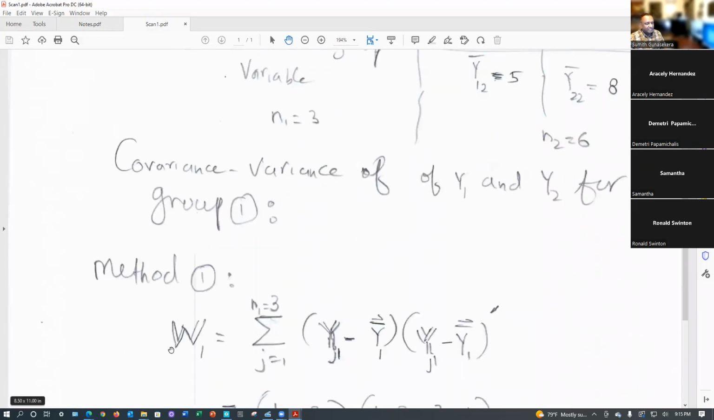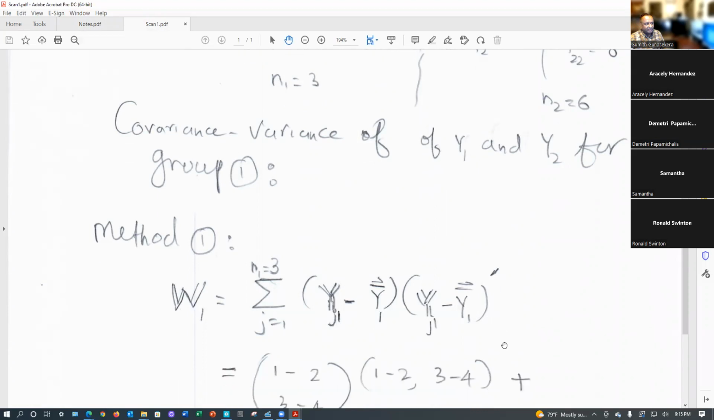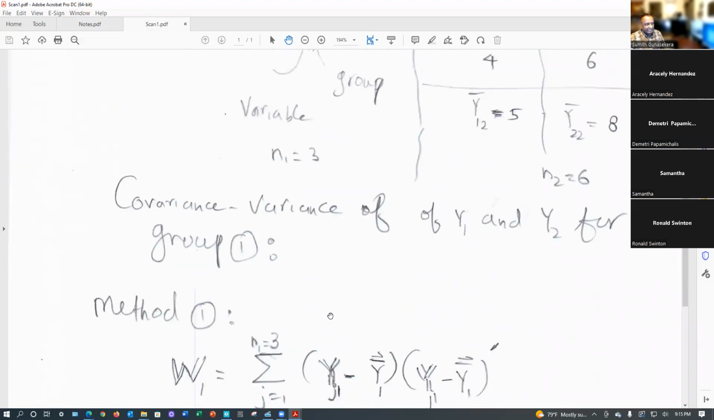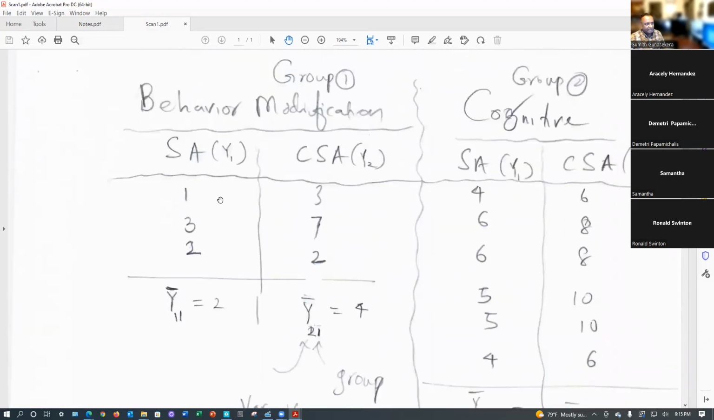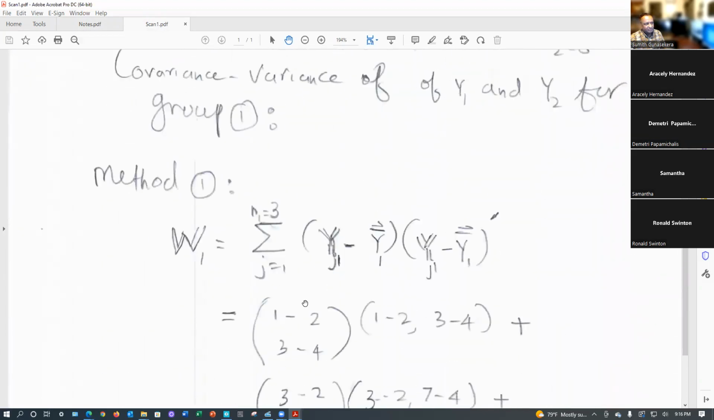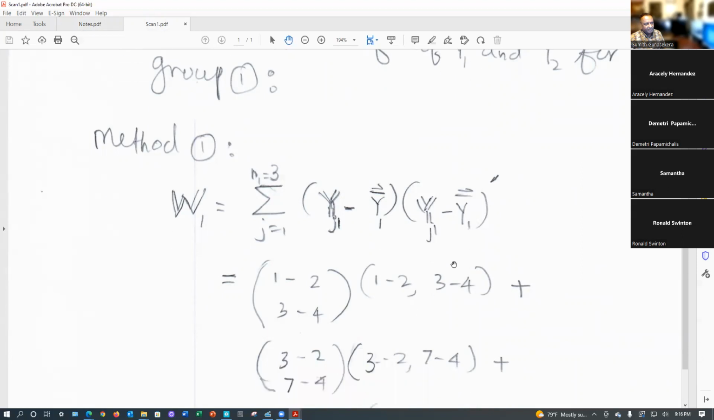I'm going to call that one W1. Okay, W1, just this part. That means you go to the readings, and both will be taken into account at the same time. From this one, you subtract its mean, and then get its transpose. This is the formula.